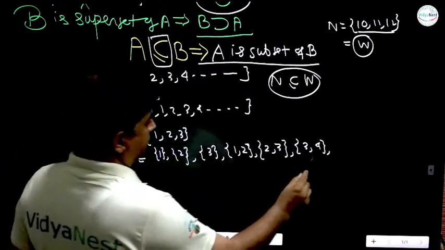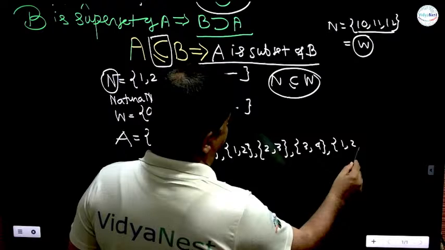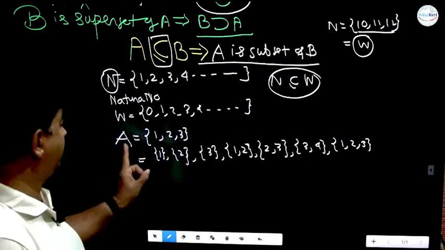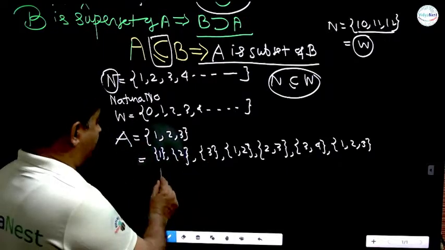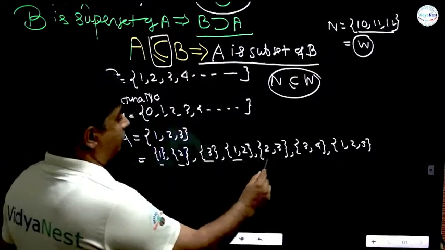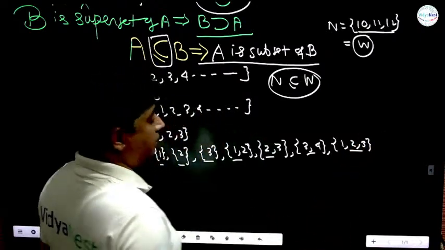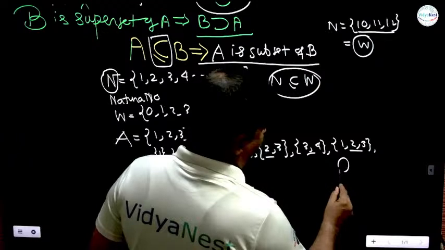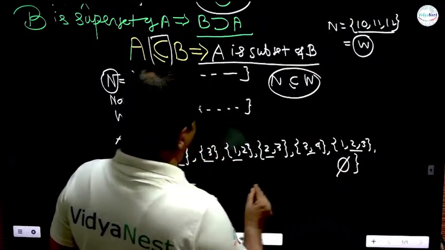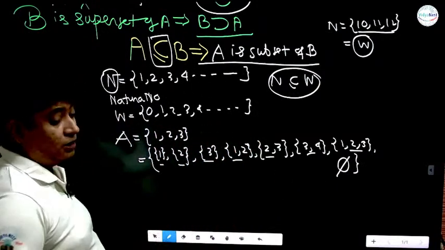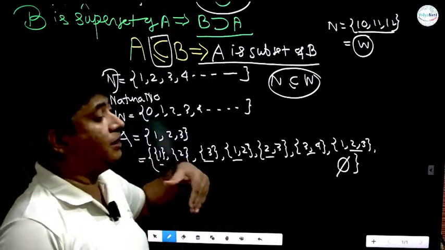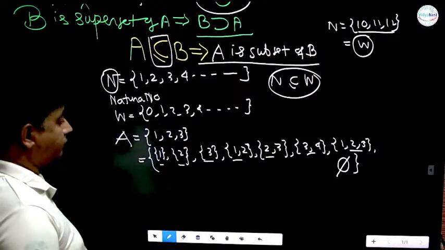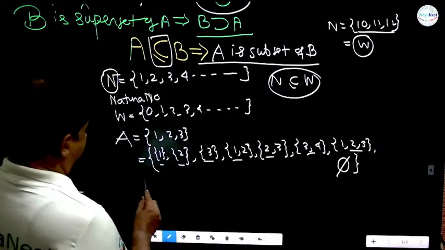Then 1, 2, 3. Now, how many subsets can we frame? 1, 2, 3, 4, 5, 6, 7. Is that all? No, because the null set is also a subset, because the null set is a subset of all sets. Like 0 is lesser than all numbers. Yes or no? Yes, sir.